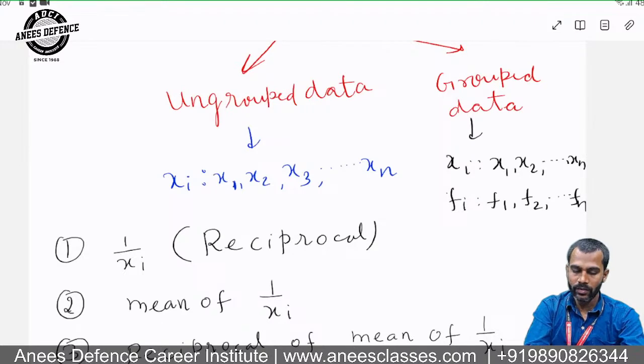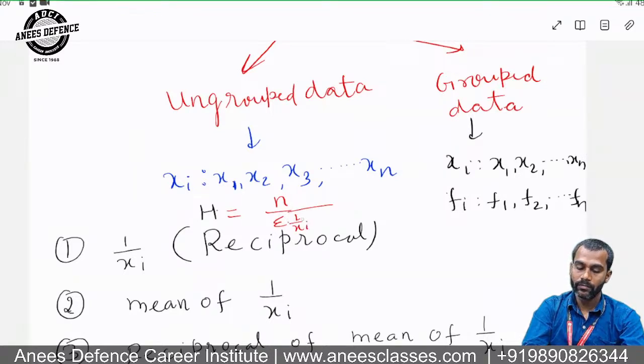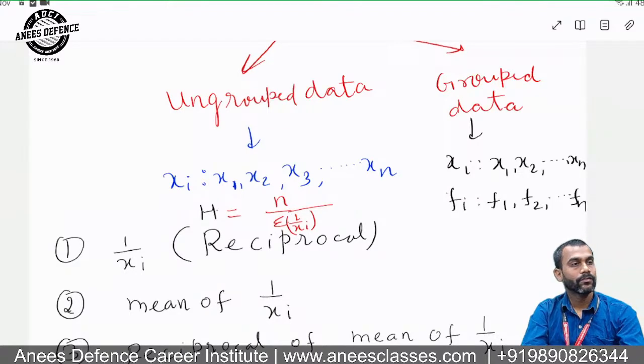Very easy. Can I write? H is equal to, I'm just writing the formula, n divided by summation 1 by xi. Can I write that way? Yes or no? Summation of 1 by xi divided by n, and then the reciprocal of it, you'll get n by summation 1 by xi. Is there any doubt?